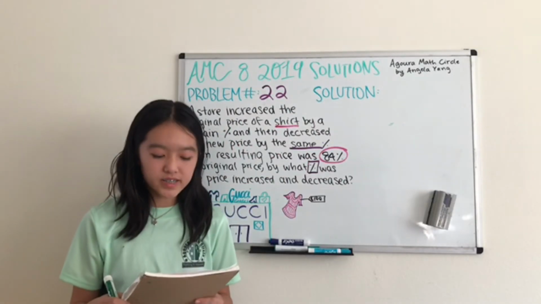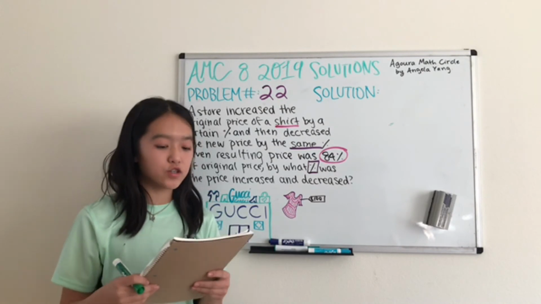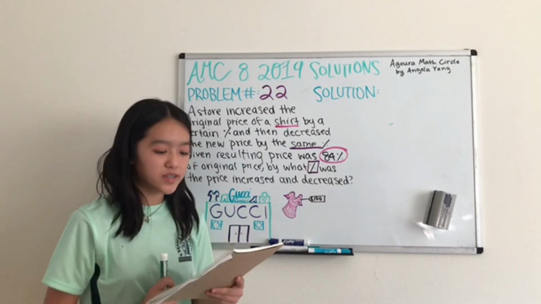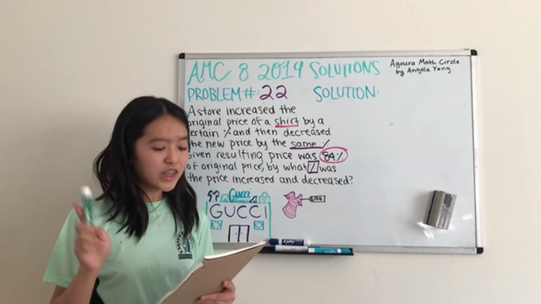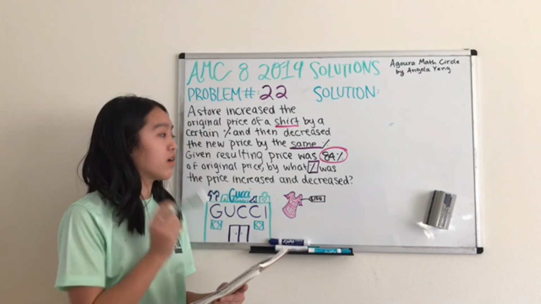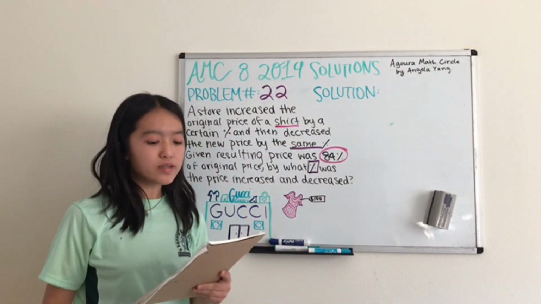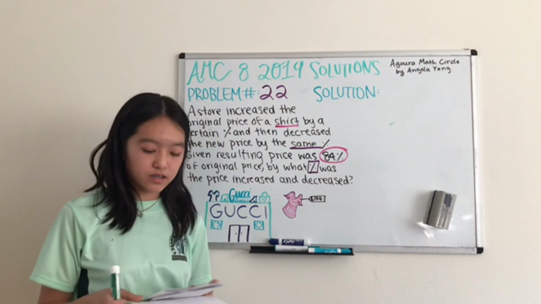Problem number 22 states, a store increased the original price of a shirt by a certain percent and then decreased the new price by the same percent. Given that the resulting price was 84% of the original price, by what percent was the price increased and decreased?